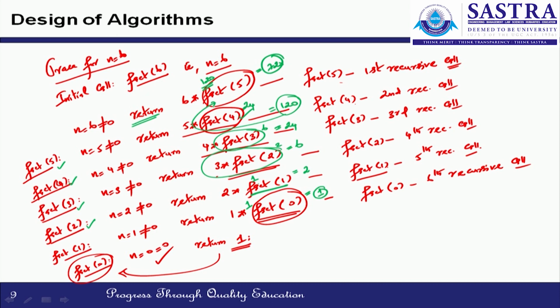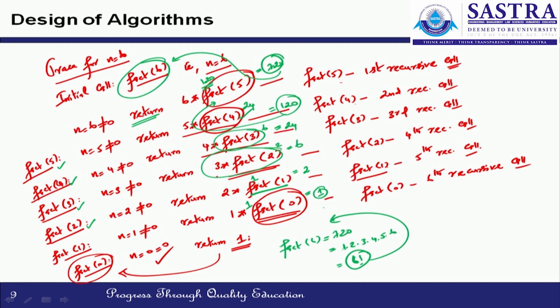Who is the caller of this one? 6 into fact of 5, fact of 6 is the caller. So the return value is assigned here, fact of 6. So clearly fact of 6 is equal to 720, this is equal to 1 into 2 into 3 into 4 into 5 into 6. So 6 factorial is computed and the result is returned to the calling place. So clearly, right, in the initial call fact of 6, the algorithm returns a value 720.